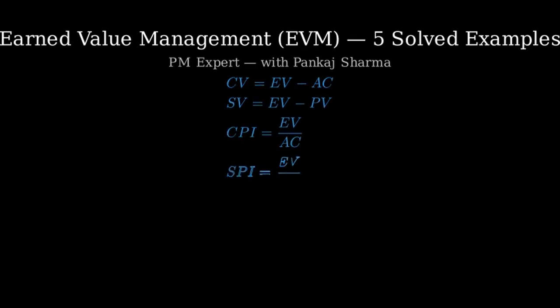First, the key ideas. Planned value is what we expected to complete by now. Earned value is the value of work actually completed. Actual cost is the amount actually spent.